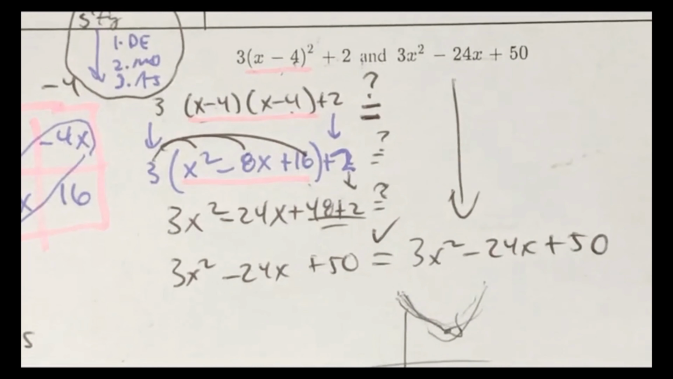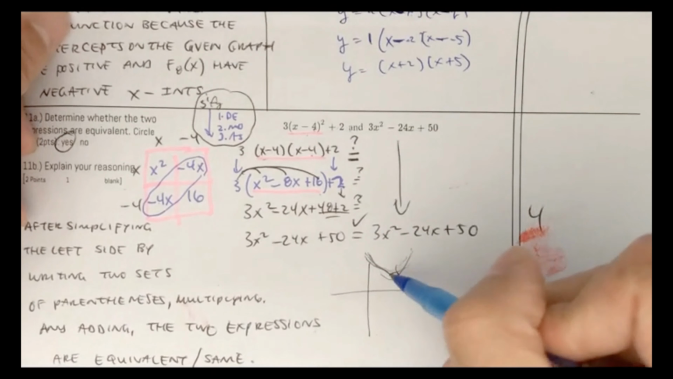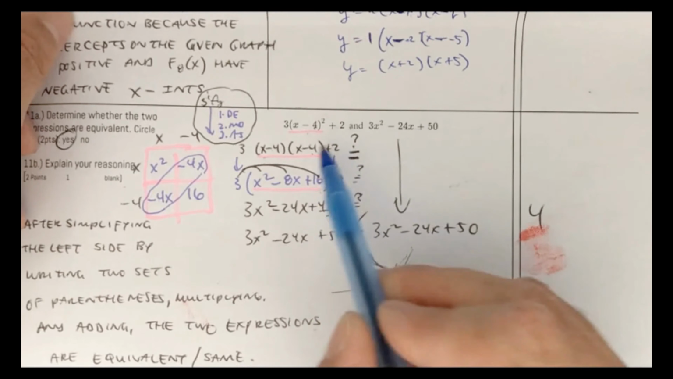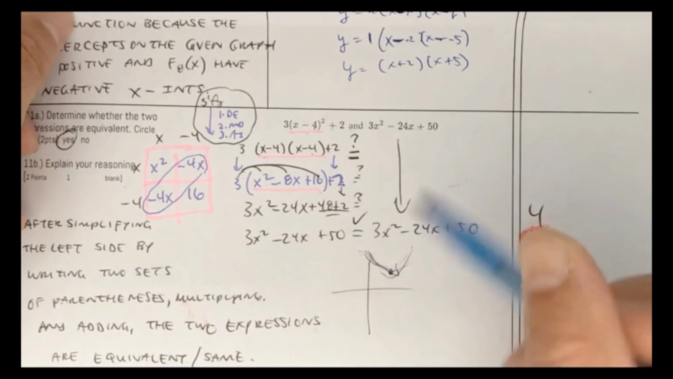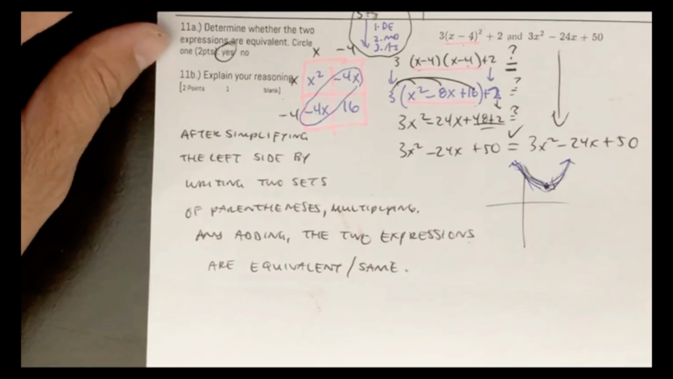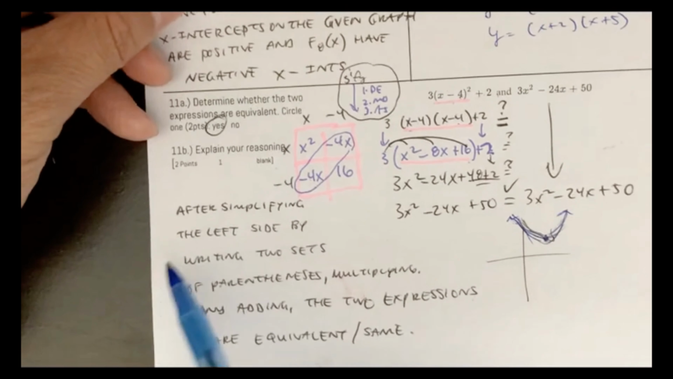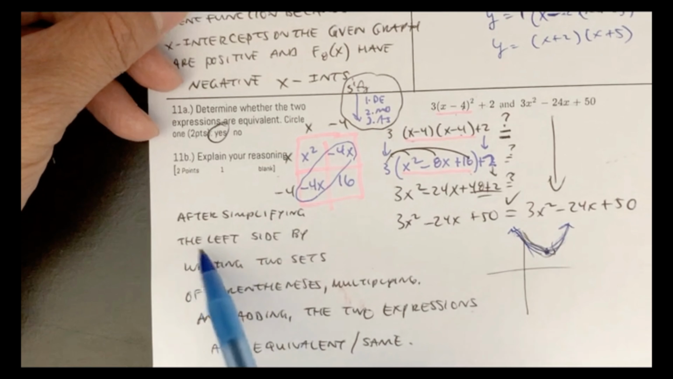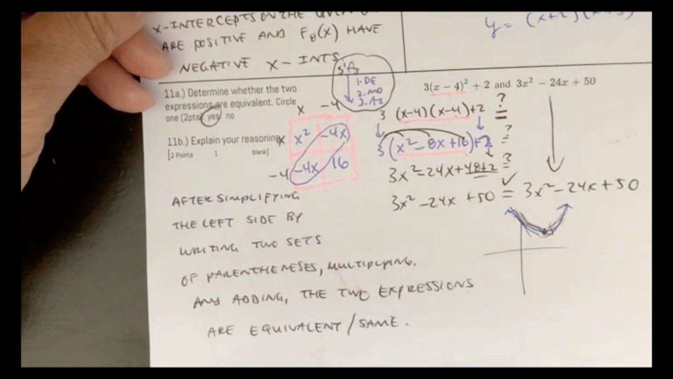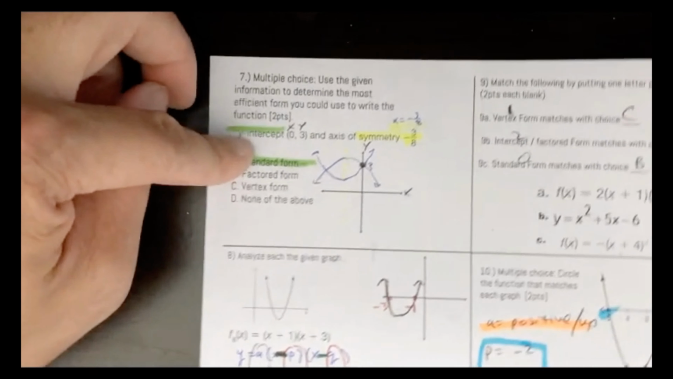Are those the same? They are the same. And I drew this simple graph over here to show you that if you actually graphed these separately in vertex form and standard form, you'll notice that they'll have a graph that's exactly the same. Okay, so explain your reasoning. So yes, they are equivalent. Yes, after simplifying the left side by writing 2 sets of parentheses, multiplying and adding, the 2 expressions are equivalent or the same. 2 points for multiple choice.